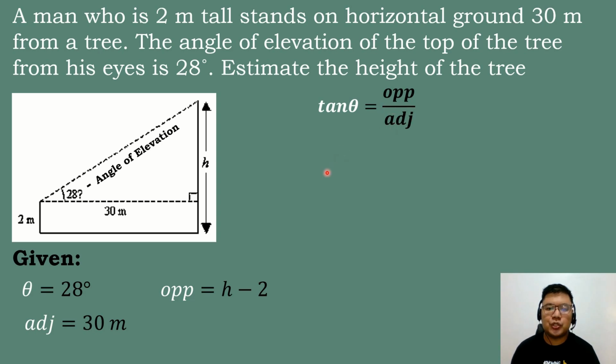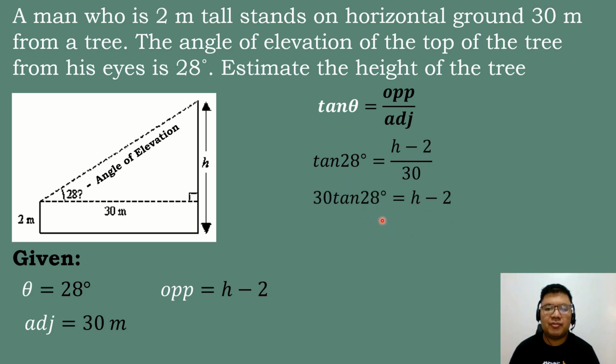We will substitute the corresponding value. So we have tan 28 degrees is equal to the value of the opposite side. So opposite, this is opposite side, h minus 2, all over the adjacent side, which is equal to 30 meters. And then we will cross multiply. Tan 28 degrees times 30 is equal to 30 times tan 28 degrees. And then h minus 2 times 1 is equal to h minus 2.